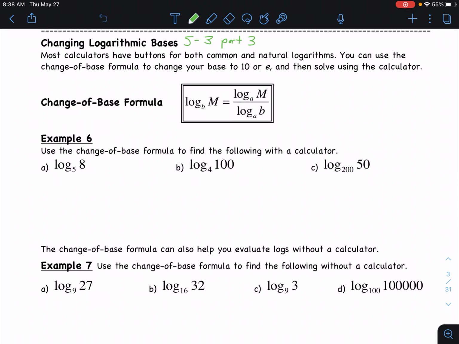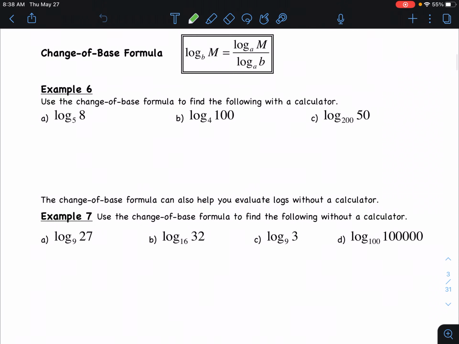So for the change of base formula here, if we have log base b of m, and you can't do it with a calculator, you would need to change it using the change of base formula to log base a of m divided by log base a of b. Most of the time, the a is just going to be a 10.